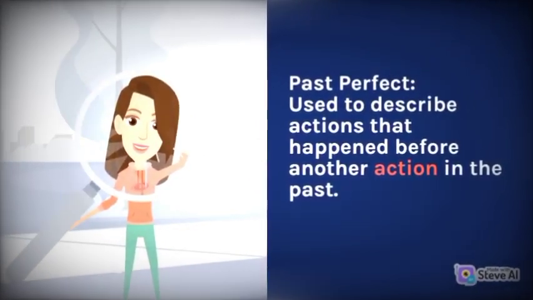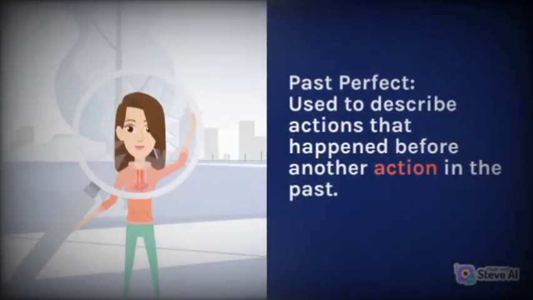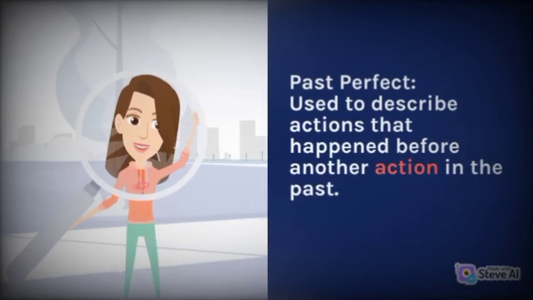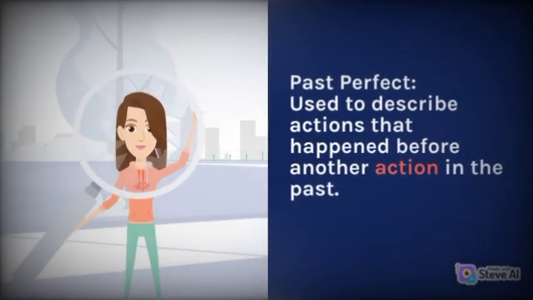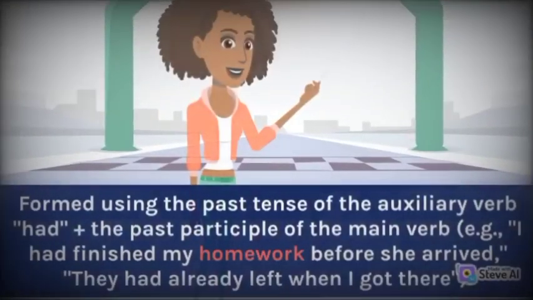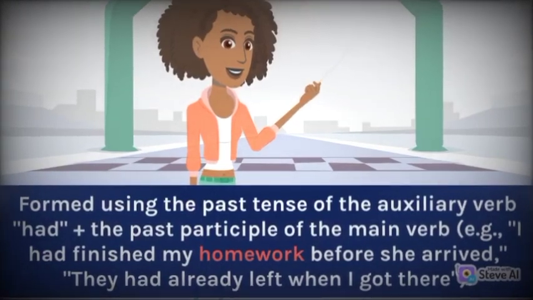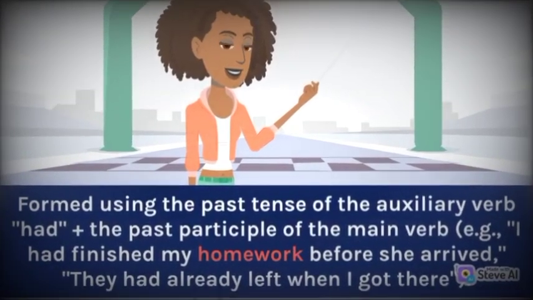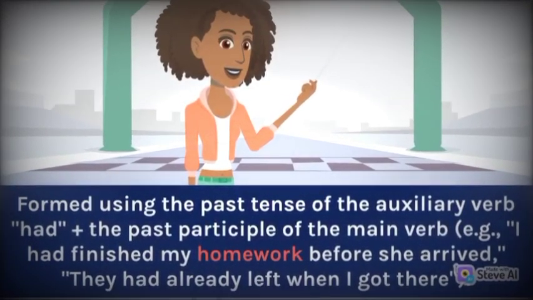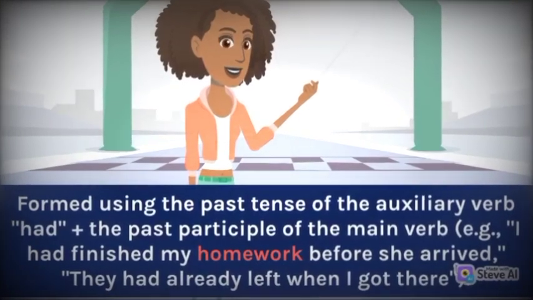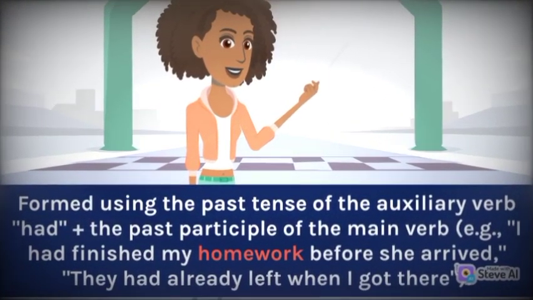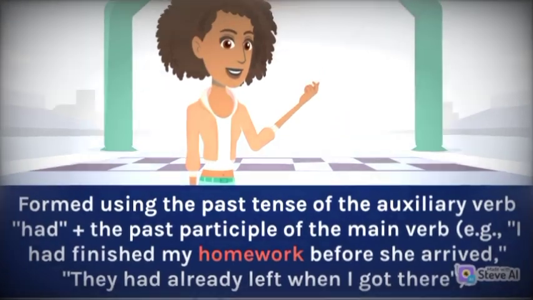Past perfect. Used to describe actions that happened before another action in the past. Formed using the past tense of the auxiliary verb had plus the past participle of the main verb. For example, I had finished my homework before she arrived. They had already left when I got there.